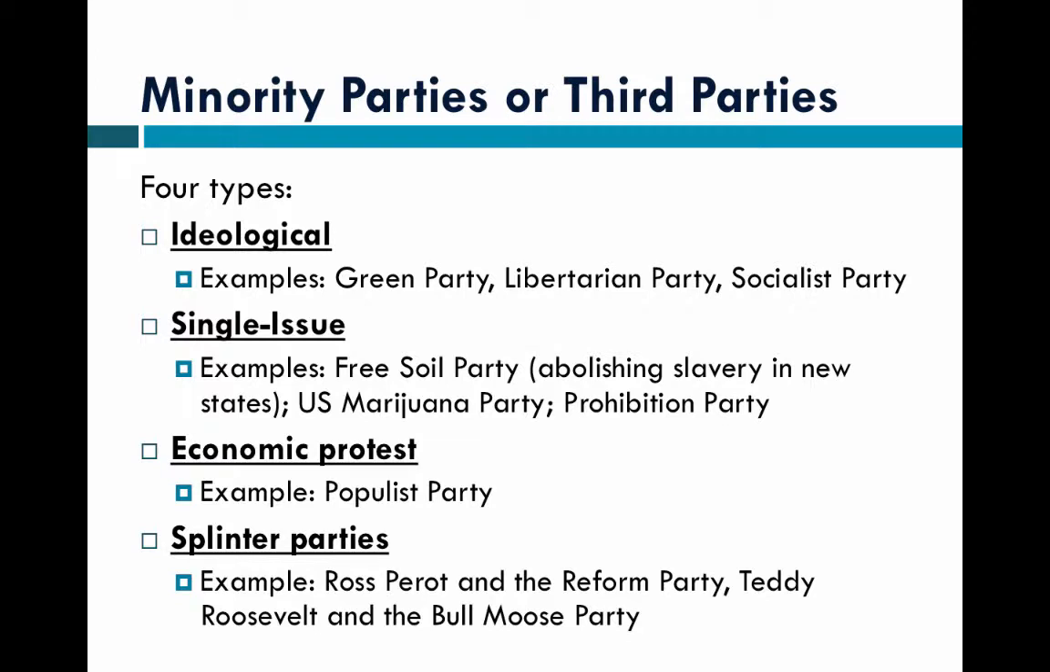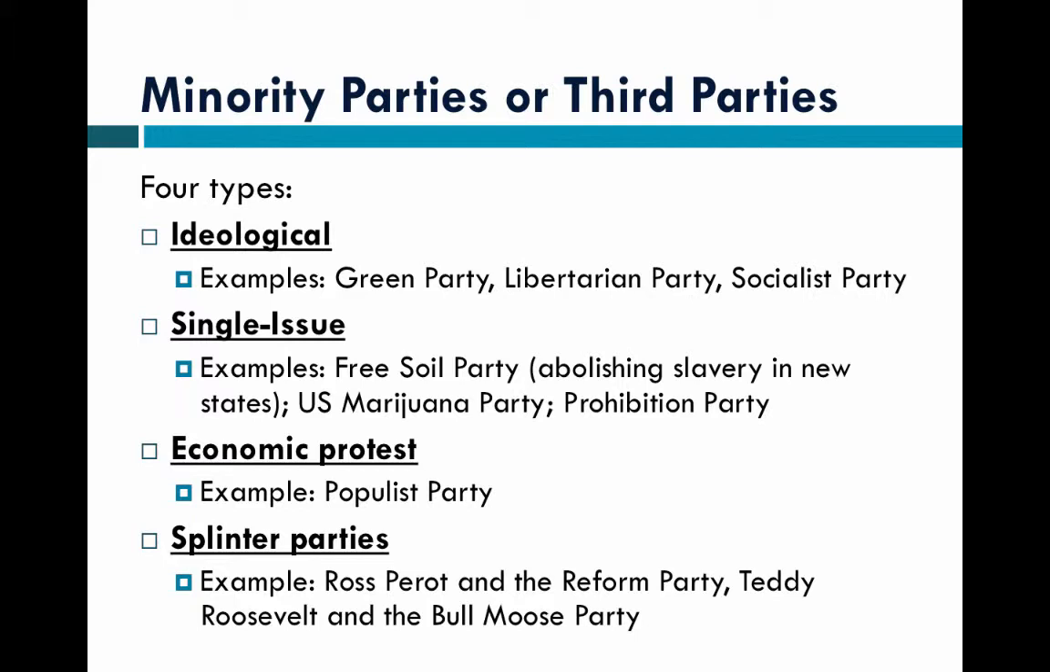But if we look at minority parties or third parties, we can see that not all third parties are created equally. Generally speaking, there are four types of third parties. The ideological parties are made up of people who feel like the two major parties are not adequately dealing with issues on a fundamental level across several issue areas. So usually these are small, but they're longer term. So the Green Party, Libertarian Party, Socialist Party, and there are various socialist parties. These are longer standing groups, and they have various issue stances. They mirror in many ways the major parties, but they are smaller and not as powerful.